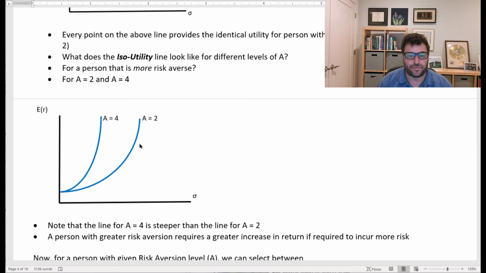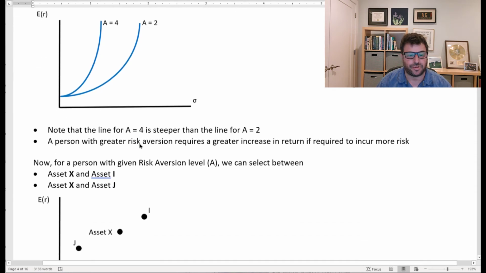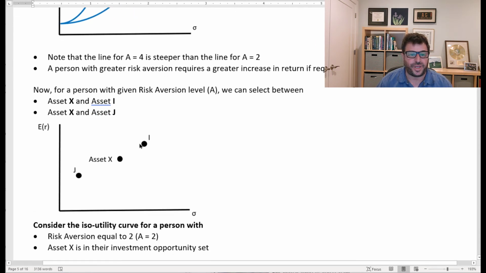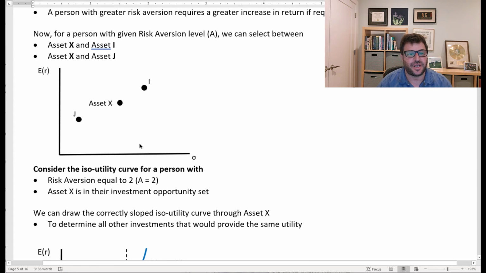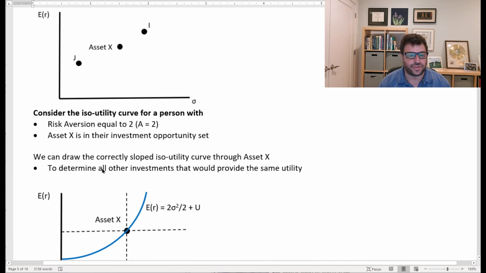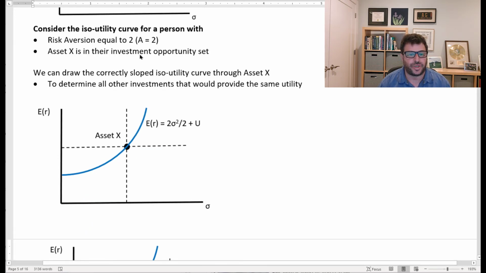So now for a person with a given risk aversion level, A, we can select between asset X and asset I, and asset X and asset J. We can do this graphically. We did it before numerically by computing utility, but now we can graph this using the ISO utility curve. So here's asset X, I, and J. Let's consider the ISO utility curve for a person with a risk aversion level equal to 2.